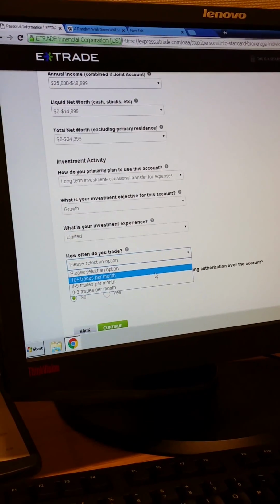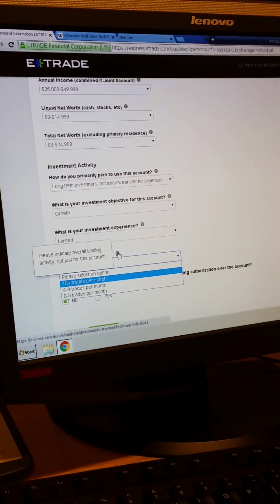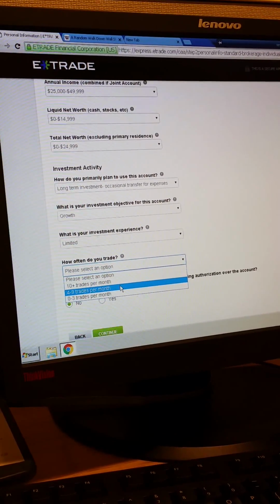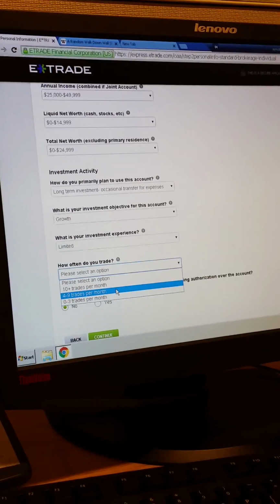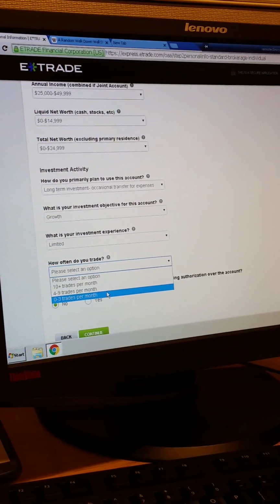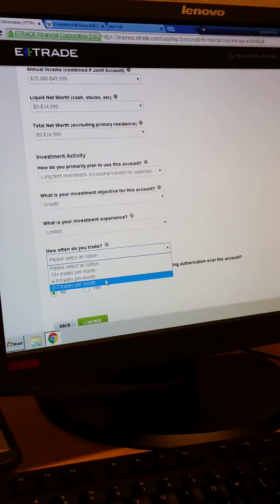Okay, went with limited. Please. So what do they mean by how often do I plan on trading? You select the amount of trades you think you'll do per month. I know, but what does trading involve? Means either selling a position or buying into a position. Okay, I don't plan on doing that. Yeah. So 0 to 3.